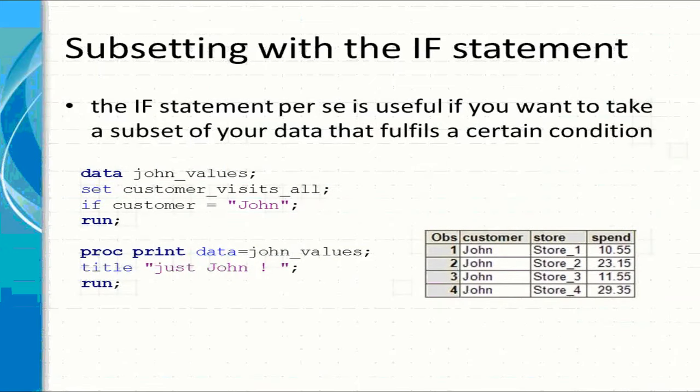So starting off with the if statement, which we can use to subset our data under a certain condition. Just showing you an example. Say in this case we just want to keep the observations where customer equals John. So we'll just go if customer equals and then John, because John's a string, so don't forget the quotes and semicolons, and then you just proc print that, and you see that you get just the John_values data set, which just contains the observations where John appears. So that's the if statement.